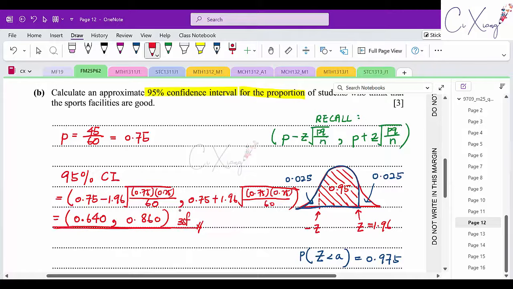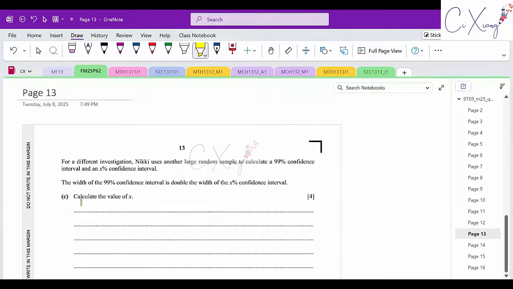All right, so this is how we get the value of the confidence interval. Okay, I think the part that you need to be more cautious about is this one: how to find the correct value of the Z. All right, so please spend a little bit of time to understand this one. All right, then let's continue further for part C.